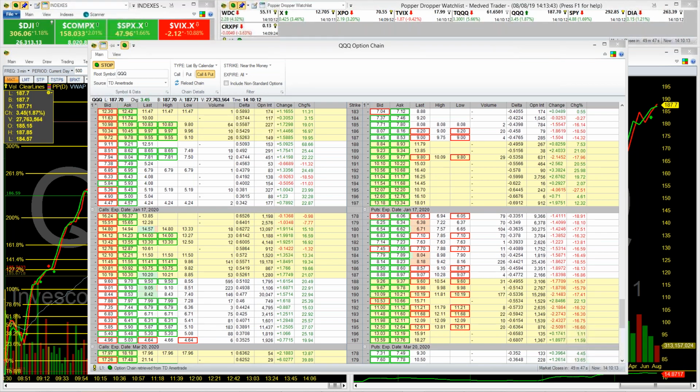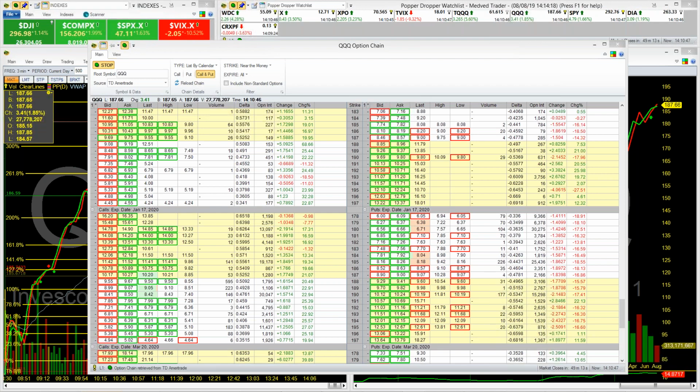Obviously, if you're buying a call, you're looking for the stock to go up. So if the stock goes up to $200 by then, that's $12 in the money. So that could be worth $1,200 by that point if the stock is at that price.